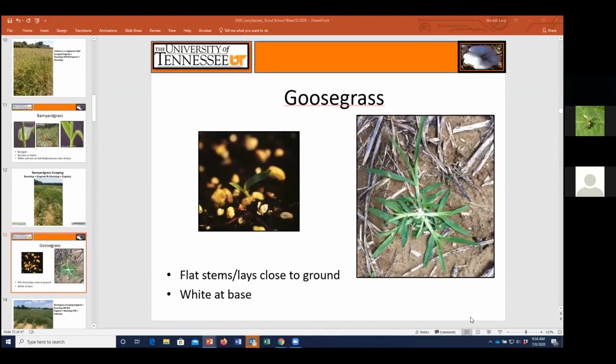And so then getting into goosegrass, like I was saying, it's got a white base to it, and you see that there in the picture on the right. It's really got flat stems, and it lays closer to the ground than the jungle rice or barnyard grass will.